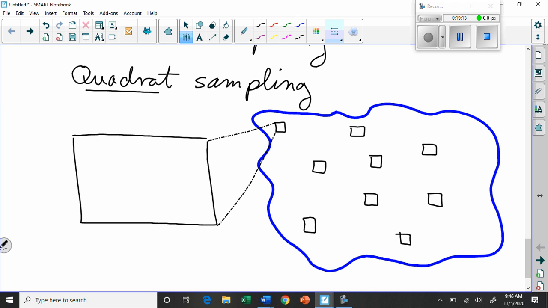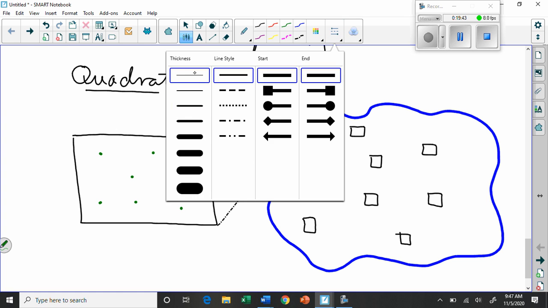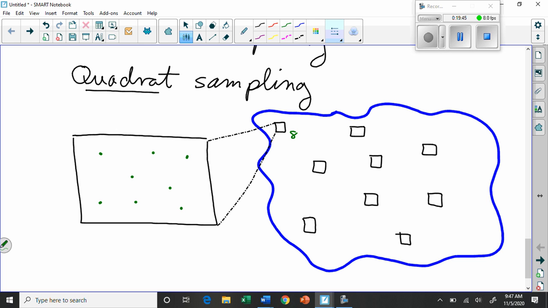And then what you can do, of course, is calculate the area of your quadrats, and then compare that to the area of the entire blue section. So let's say in your quadrat, you were counting maple trees or something, and you had these maple trees like that. So you would count 1, 2, 3, 4, 5, 6, 7, 8. So you would say, well, this quadrat had 8 maple trees in it.